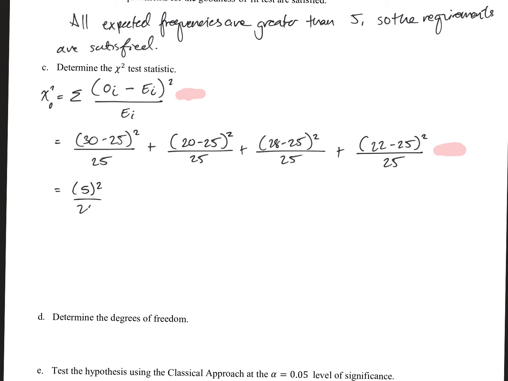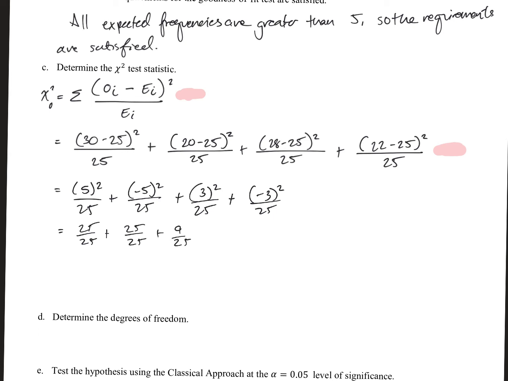So we'll have 5 squared divided by 25 plus, that's going to be negative 5 squared divided by 25 plus, and that looks like 3 squared divided by 25 plus, and that is negative 3 squared divided by 25. So 25 divided by 25 plus 25 divided by 25 plus 9 divided by 25 plus also again 9 divided by 25. Remember, any negatives will be cancelled by these squares. These guys all go to 1, and we have 2 plus 18 over 25. And that's as simple as possible, so just 2 and 18 over 25.